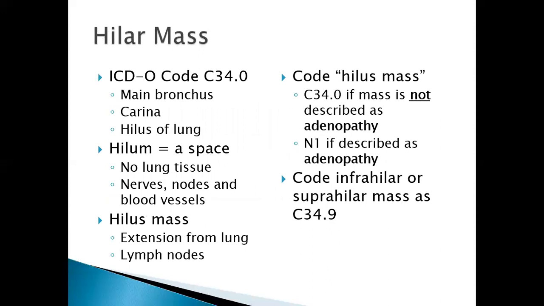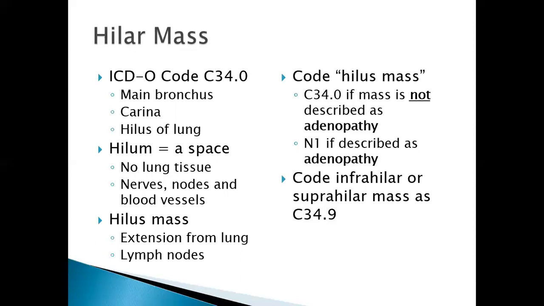Assigning the site code for lung cancer using the ICD-10 manual is usually pretty black and white, except when it comes to lung cancers with hilar masses. The ICD-10 code C34.0 is assigned for multiple sites of the lung: the main bronchus, the carina, and the hilus of the lung. Now, there is something that we need to remember when it comes to the lung anatomy. The hilum is actually a space. It is not part of the lung itself. This space holds the nerves, lymph nodes, and blood vessels for the lung.